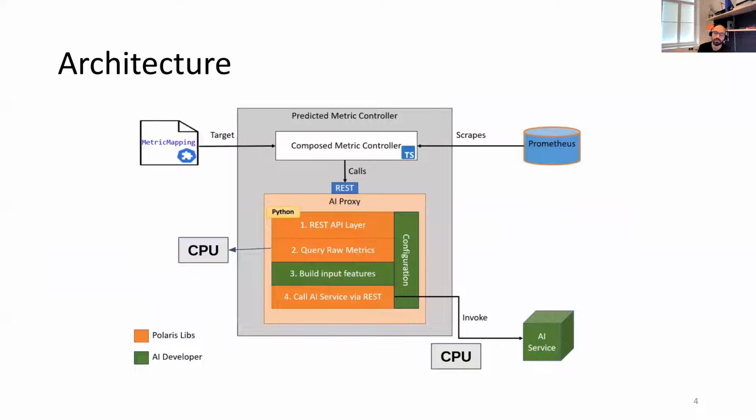The architecture of the predicted metric controller looks as follows. On top we have the composed metric controller, which is one package, one container. And we have the so-called AI proxy, which is another container, and they both reside in one deployment unit. In Kubernetes, this would be a pod. Both containers run in the same pod and call each other via localhost.